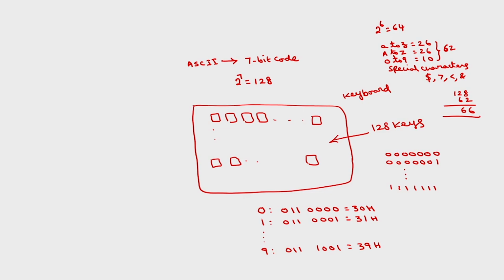Even if you want more special characters, more than a total of 128, we will go for extended binary coded decimal interchange code, EBCDIC. This is an 8-bit code. Using this, how many keys can we have? 2 raised to the power of 8, which is 256 different keys that can be incorporated in an EBCDIC keyboard. Okay.